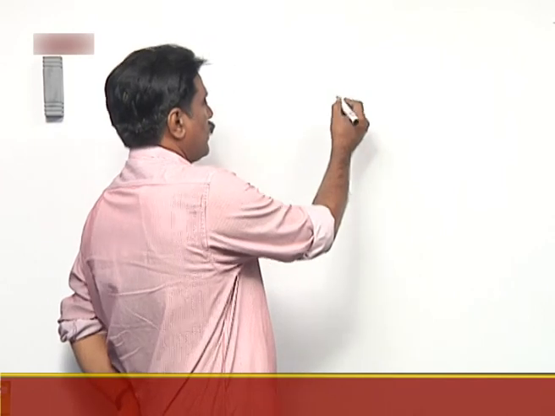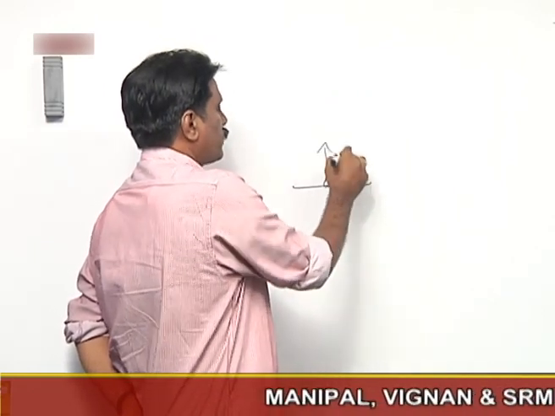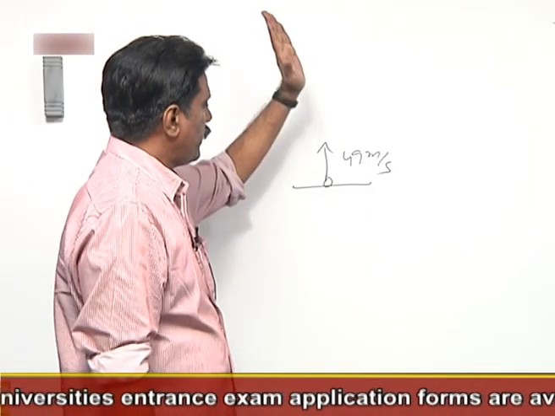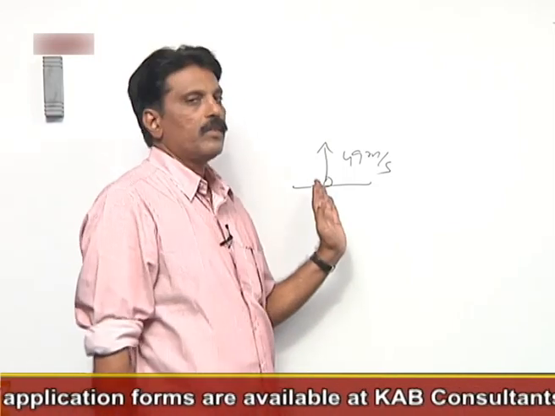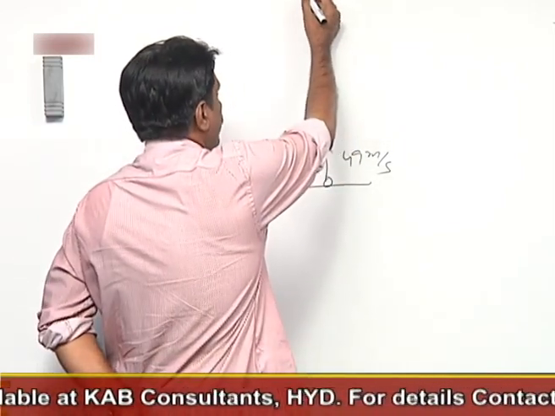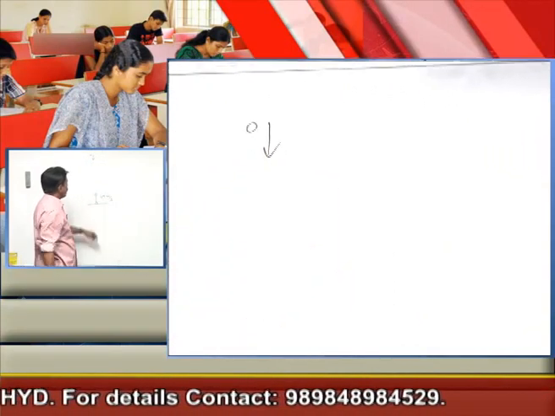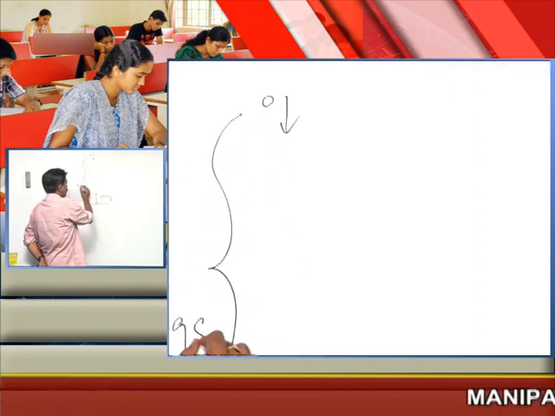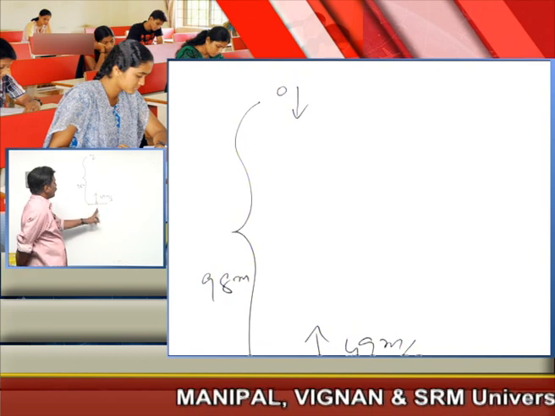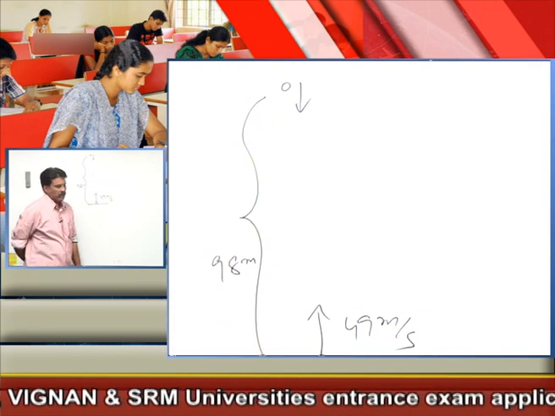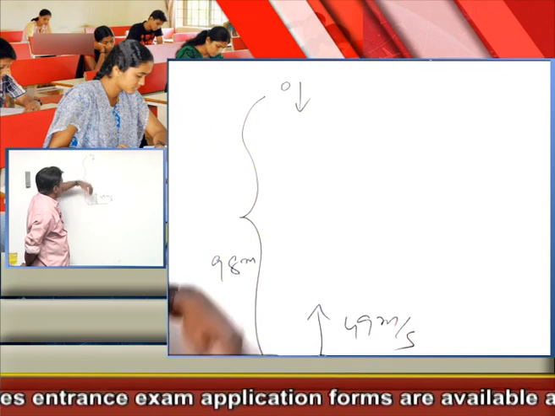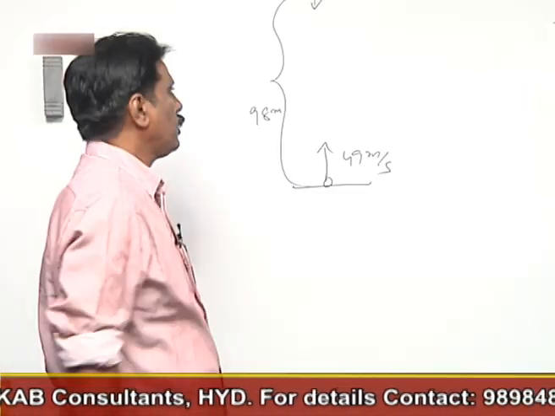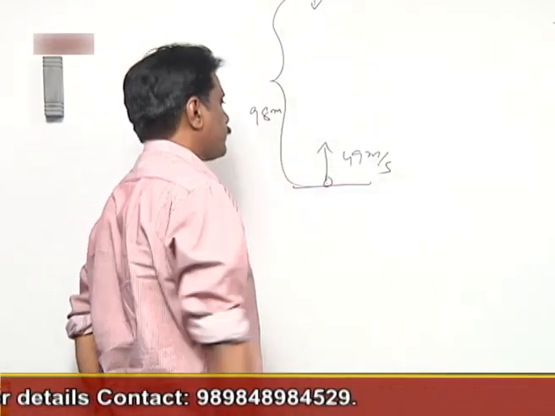Suppose a body is projected upwards with a velocity 49 meters per second from the ground. Simultaneously, another body, identical to this body, is dropped from a height 98 meters. So, first one body is projected with a velocity 49 meters per second, another is dropped from a height 98 meters. The point here is these two are identical in mass. So, if this is m, this will be m.